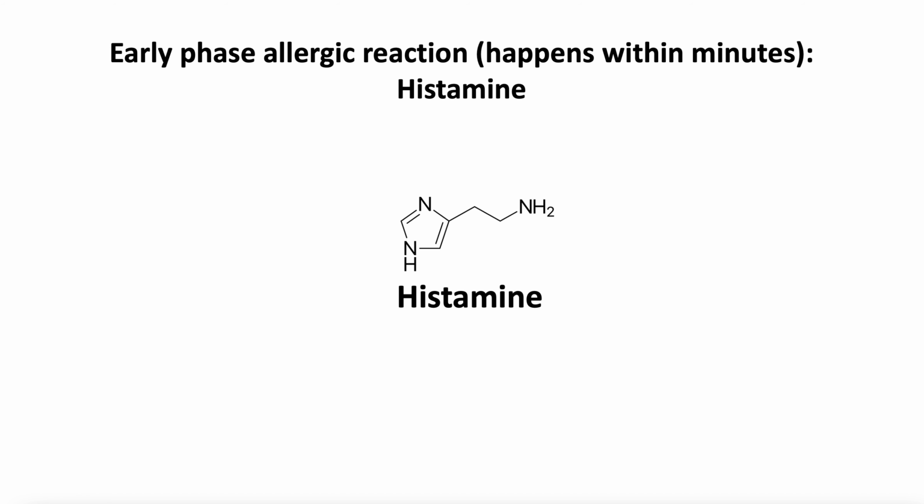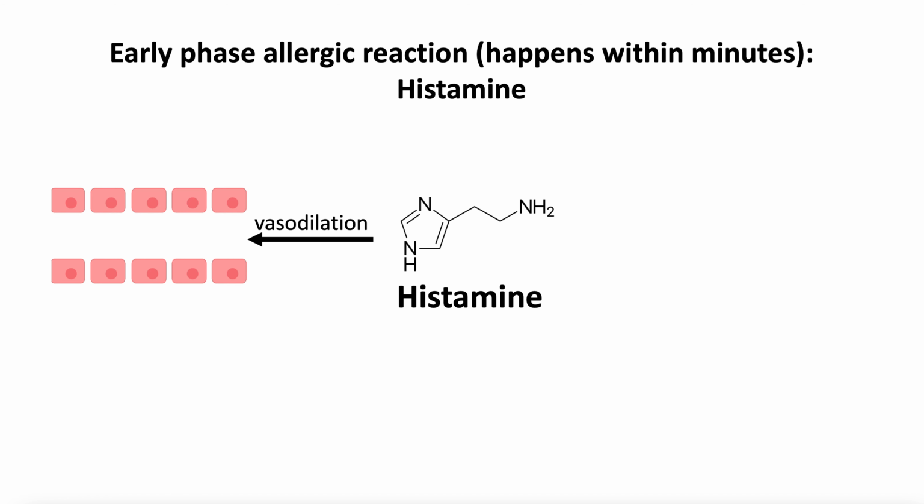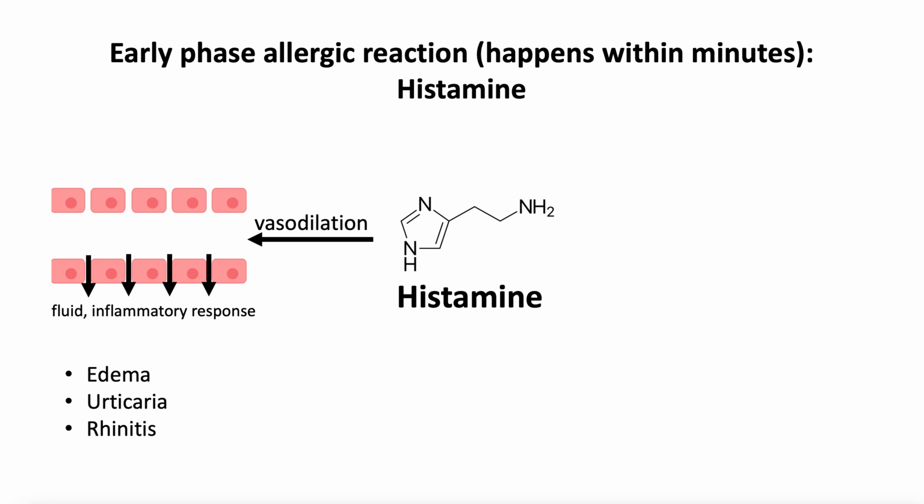So let's talk about the role of histamine. Histamine primarily mediates its role during what we would call the early phase allergic reaction. This happens within minutes after exposure to an allergen, or a second exposure to an allergen, I should say. And histamine, one of its key functions is to induce vasodilation. And when it induces vasodilation, this allows fluid and cells to escape into tissues. And this is what is behind the development of edema and urticaria or hives, and the development of the symptoms of allergic rhinitis.